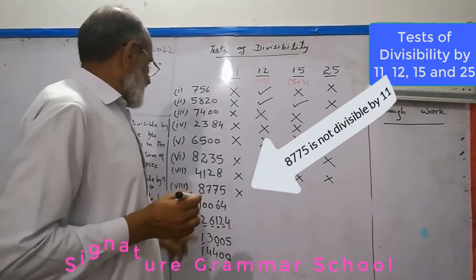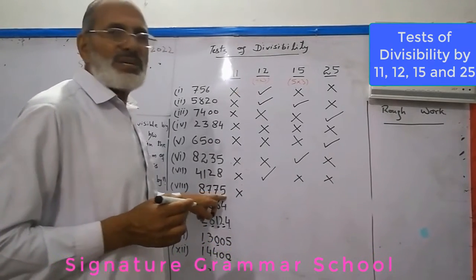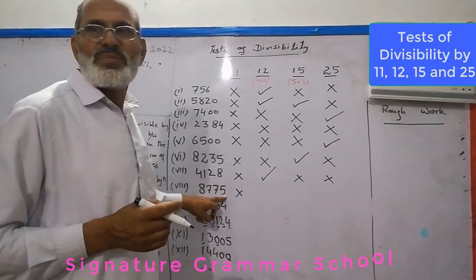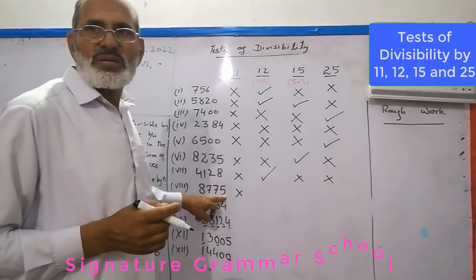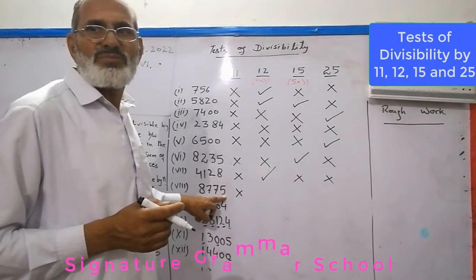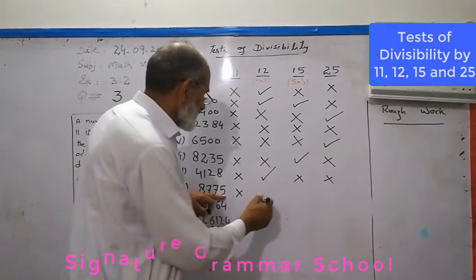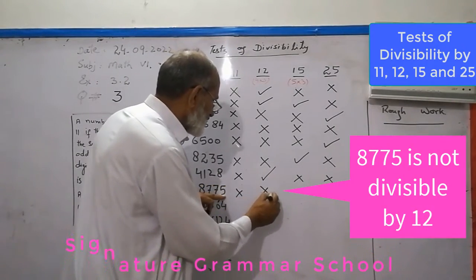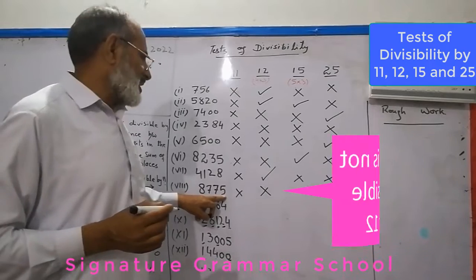Now for 12, it should be divisible by 4. No, it's not divisible by 4 because here it's 5 at the unit place. It's not an even number, it's an odd number, 5. So it's divisible by 5 but not by 4. Therefore, one of the conditions is not met. I'll put here a cross.